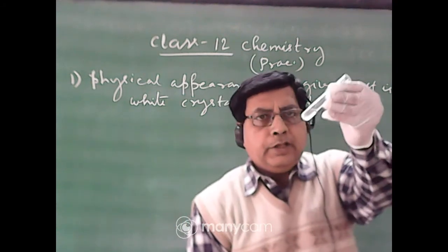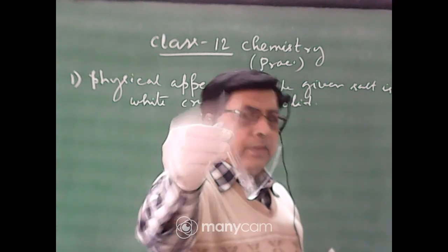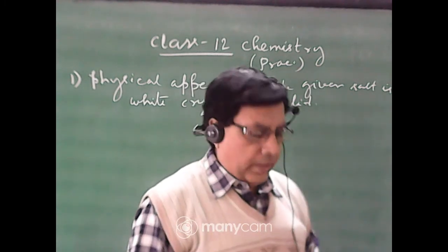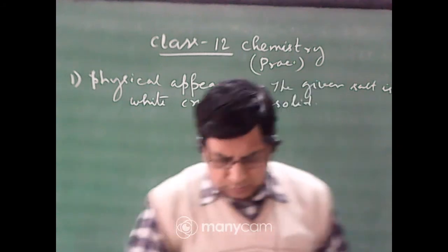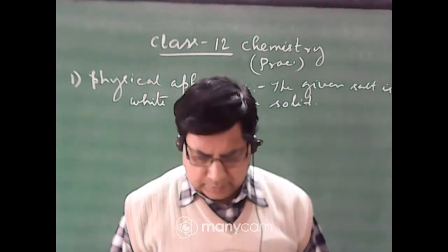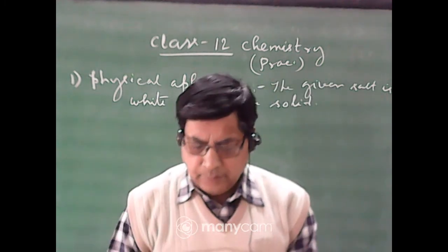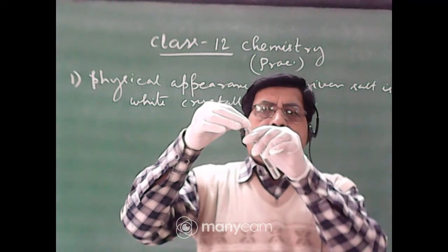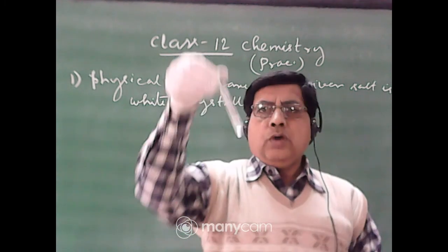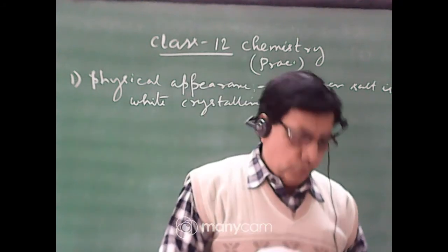No white precipitate is formed. That means group 1 absent. Now through this solution you pass H2S gas. For H2S gas we generally add flakes of sodium sulfide, and you observe no black precipitate is formed. That means group 2 absent.